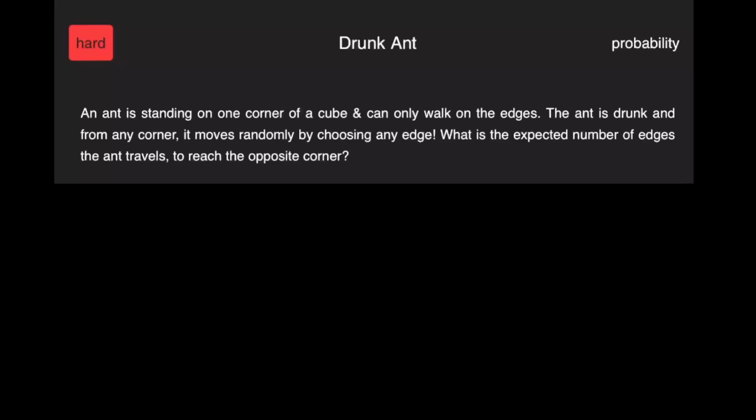Today we're doing another Brainstellar Quant puzzle. This one is called Drunk and it's a hard problem. I'll let you guys pause and go through the problem once.